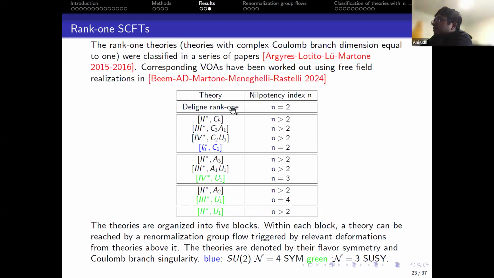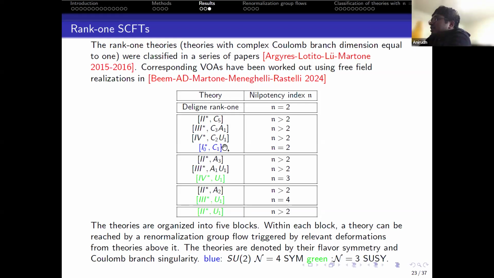And so the first one is the Deligne rank 1 theories. These are uniform series of theories which are labeled by the Lie algebras, which are called the Deligne rank 1 series. So these contain H0, H1, H2 theory, if you know them, and also the E6, E7, E8 Minahan-Nemeschansky theory, and it also has the SU(2) super QCD. All these theories have the nilpotency index equal to 2.